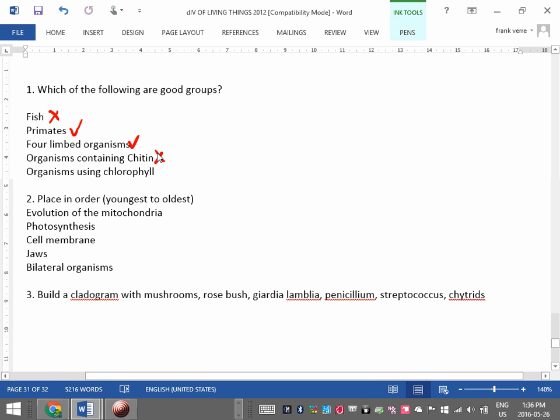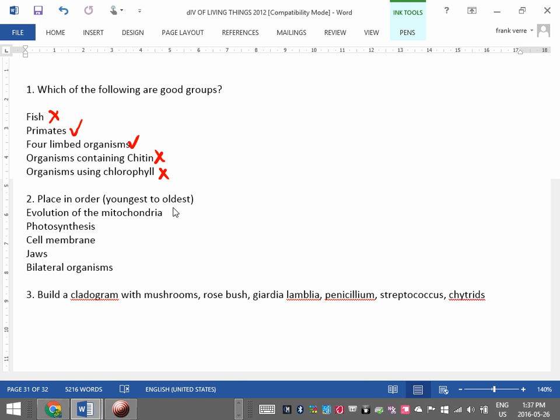What about organisms using chlorophyll? What do you think? Yeah, it is a bad group. There are organisms that are not in the group plants that also have chlorophyll. If you go to your presentation on protists, there are other things that are photosynthetic. So they could be in different groups and still have chlorophyll. So the presence of chlorophyll is not a defining characteristic of plants, for instance.